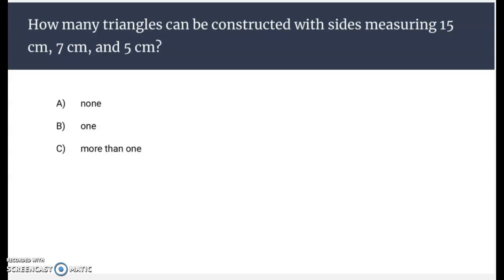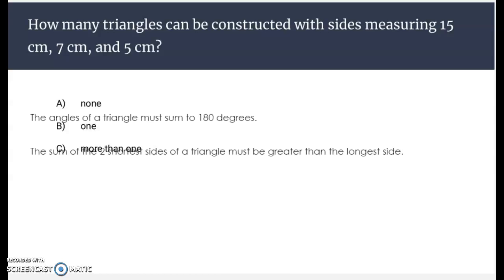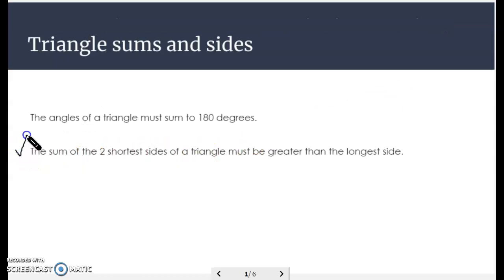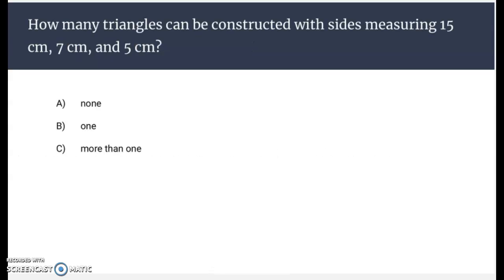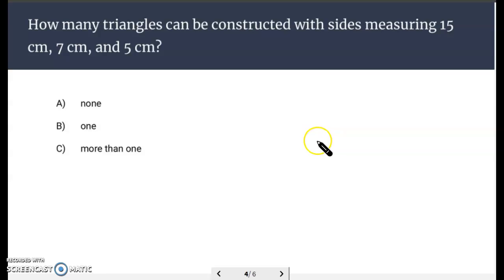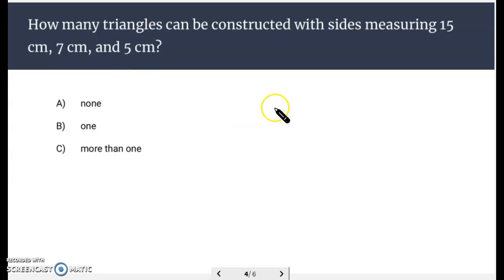Alright, these questions talk about the sides of a triangle. And going back just to review here, just remember, the sum of the two shortest sides of a triangle must be greater than the longest side. So question, how many triangles can be constructed with sides measuring 15, 7, and 5? Okay, so let's say those are the sides of a triangle. We have to make sure this can be constructed by adding up the two lower sides, the two smaller sides, and seeing if they are in fact greater than 15.